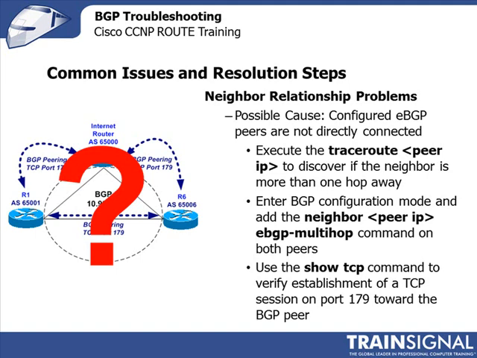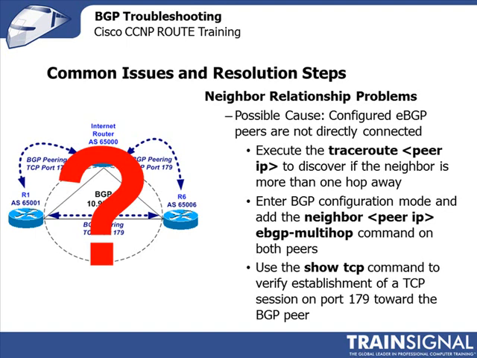Another cause for neighbor relationships not forming, especially in eBGP, is that there's not a direct connection between them. Now remember, BGP neighbors, external BGP neighbors, do not have to be directly connected, but by default you have to have an additional configuration command, the eBGP multi-hop command. You can use the traceroute and then the peer IP to discover if the neighbor is more than one hop away. You'll be able to tell very easily by the number of different sections and hops being shown in that.